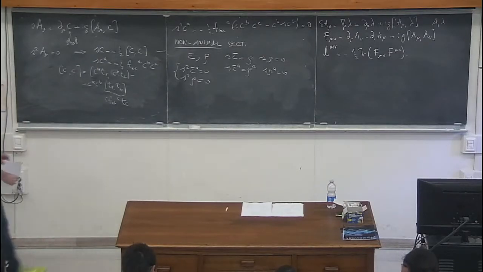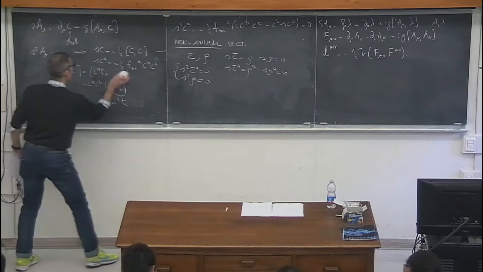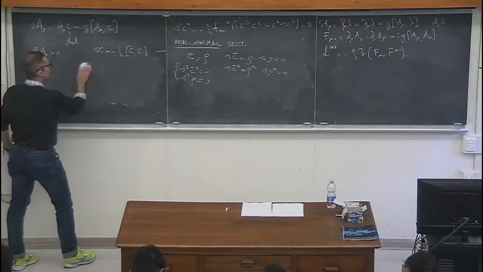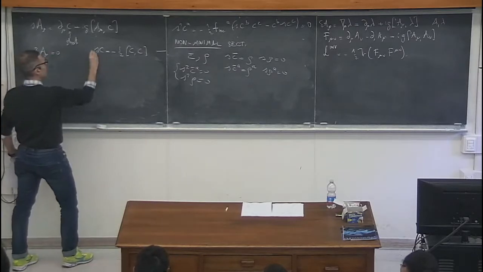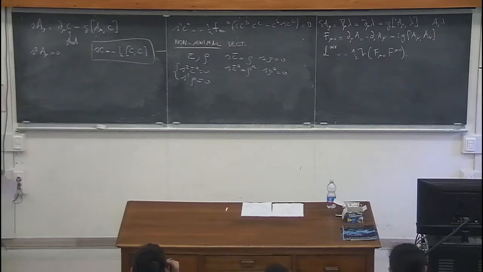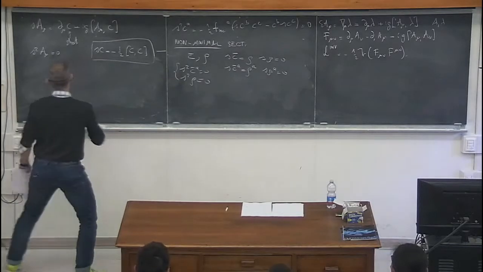So the only difference comes from the non-abelian part here. So you need these additional equations. And then the nonminimal sector works exactly as in the abelian case. So now what about the gauge fixing? Okay, let's do the gauge fixing now.